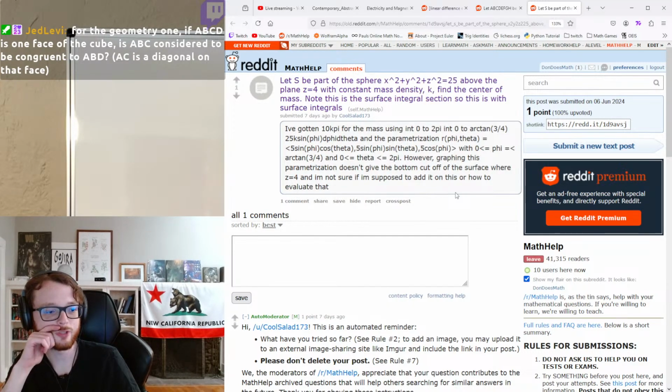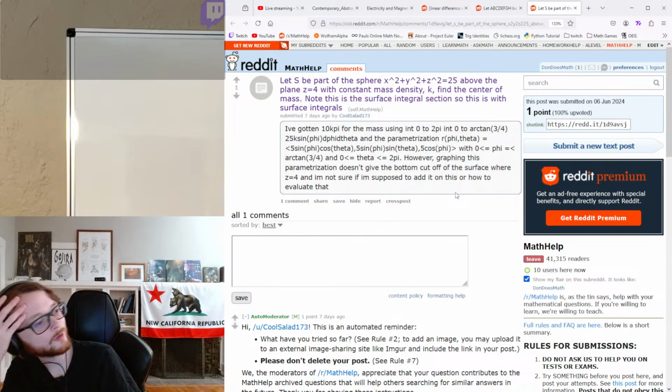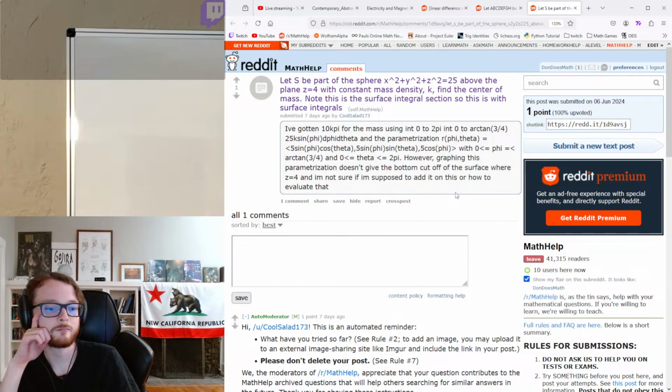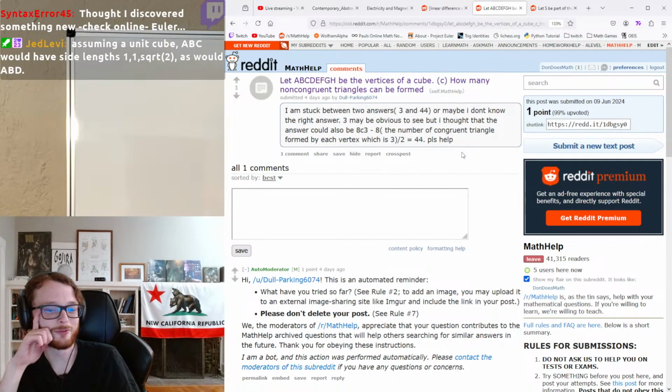Oh yeah, I think so, Jed. If it's going to be a square in that case, whichever diagonal you draw, it's the same length, right? But you discovered something new. Check online, Euler. I've heard that said about Gauss, that when you try to prove something in number theory and think you found something new, there's a good chance that Gauss already did it.